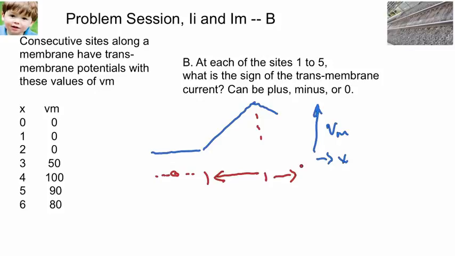If I look at this, I know right away where the sources and sinks are. Right here, we have Im is positive. Because current flows into this junction, it's flowing in from the right, there's no current to the left, so it has to be outward.